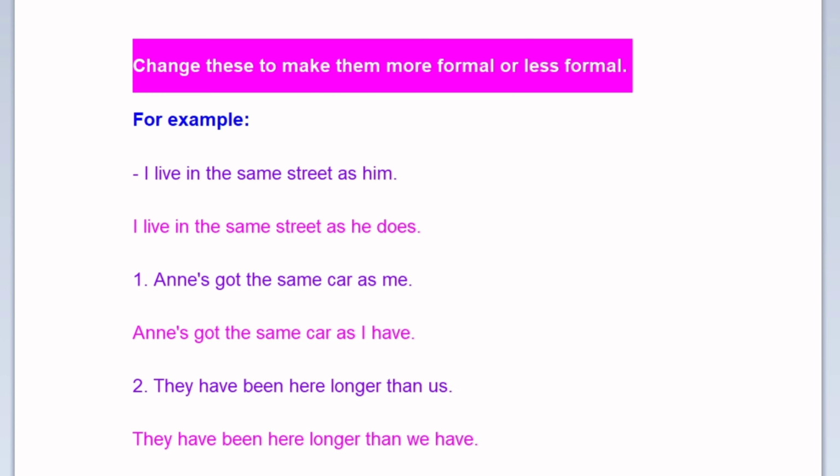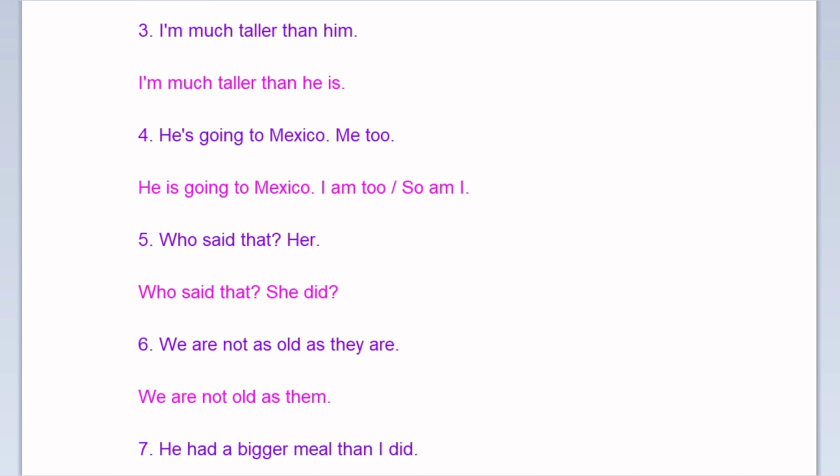Now, change these to make them more formal or less formal. For example, I live in the same street as him. I live in the same street as he does. Next, Anne's got the same car as me. Anne's got the same car as I have. They have been here longer than us. They have been here longer than we have. I'm much taller than him. I'm much taller than he is.